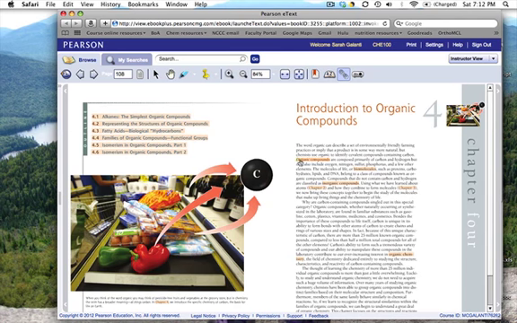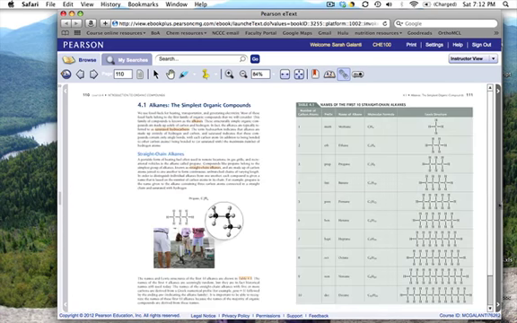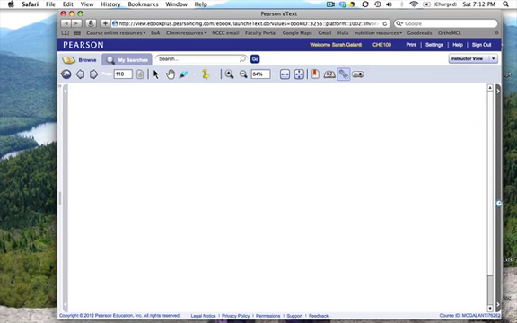Okay, so chapter 4 is all about introduction to organic compounds. I don't know why these things are highlighted. I didn't highlight them, so ignore the highlighting. But things that you need to know from chapter 4. So I already kind of tested you on alkanes, alkenes, alkynes, that kind of a thing.